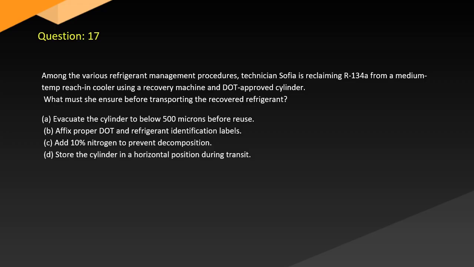A. Evacuate the cylinder to below 500 microns before reuse. B. Affix proper DOT and refrigerant identification labels. C. Add 10% nitrogen to prevent decomposition. D. Store the cylinder in a horizontal position during transit.